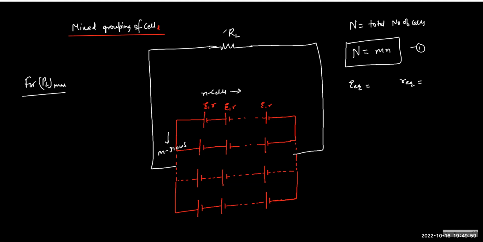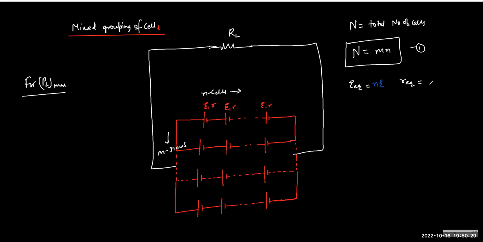And then we have m rows in parallel. So in parallel, we know that the EMF is the same as for one row. Do you realize this, everyone? So what is E equivalent now? nE. Very good. What is R equivalent here, guys? Think for one row, then think for parallel. You can get the answer.